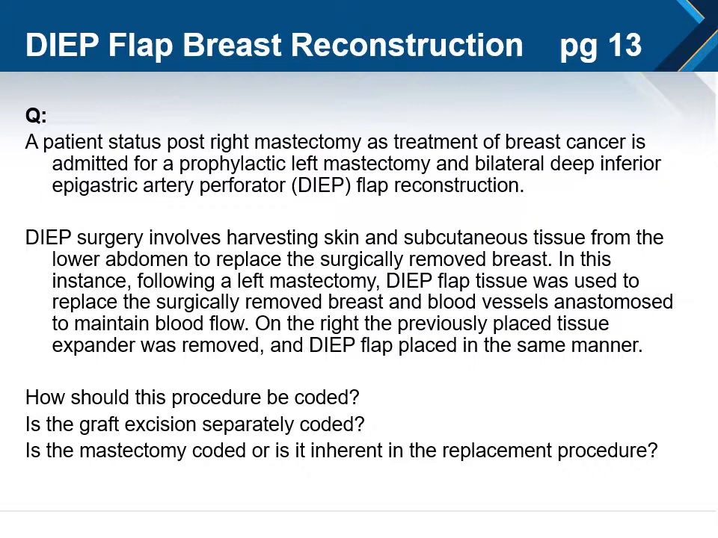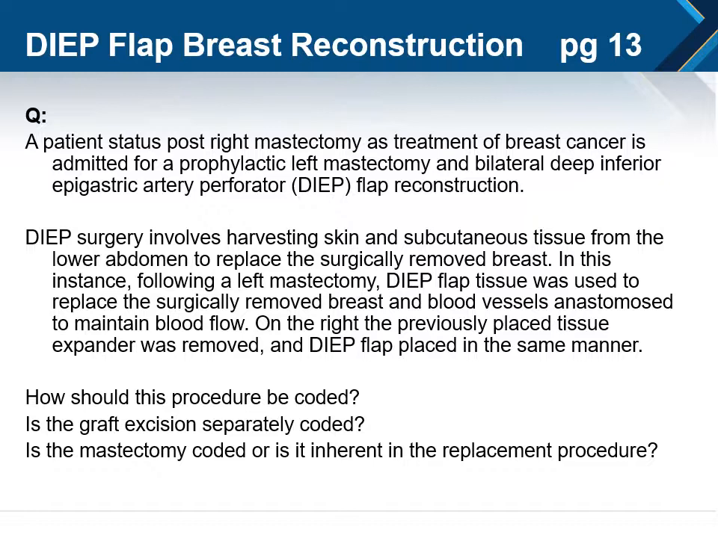In contrast to the TRAM procedures, which involve muscle reconstruction, DIEP surgery involves harvesting skin and subcutaneous tissue from the lower abdomen to replace the surgically removed breast or breasts. In this instance, following a left mastectomy, DIEP flap tissue was used to replace the surgically removed breast, and blood vessels were anastomosed to maintain the blood flow. On the right side, the previously placed tissue expander was removed and the DIEP flap was placed in the same manner. The questions are, how should this procedure be coded?